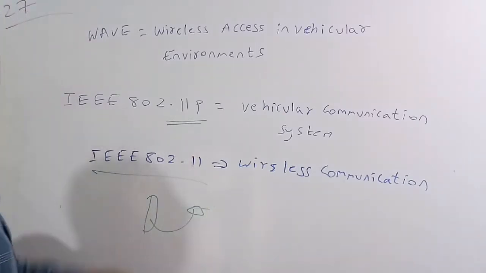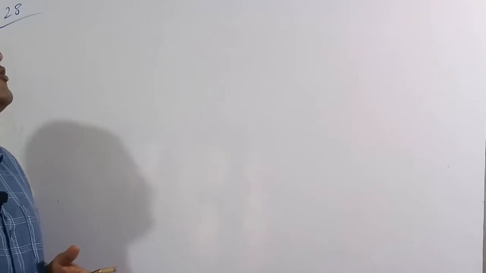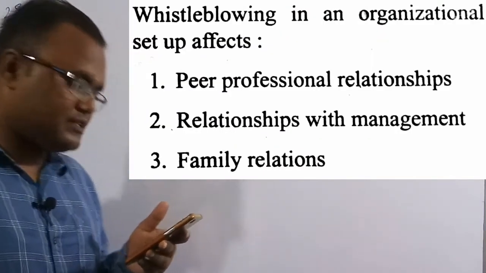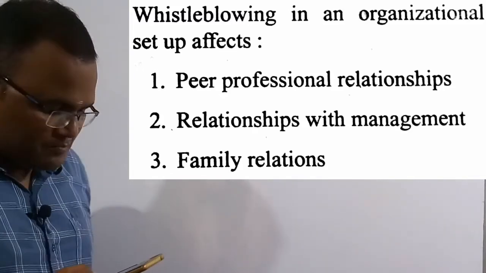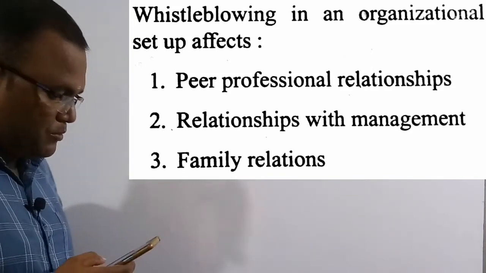So because of this, this is the standard for the vehicular communication system. Now we are going to solve the 20th question. See the question here. Whistleblowing is an organizational set of effects: 1. Peer professional relationships. 2. Relationships with management. And 3. Family relationships. Which of the above statements are correct?